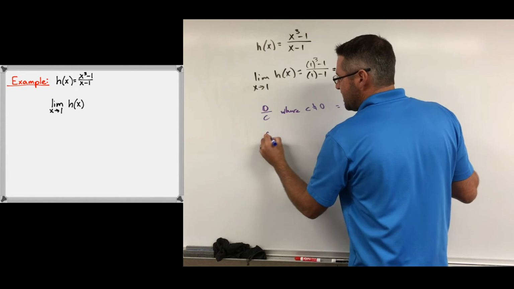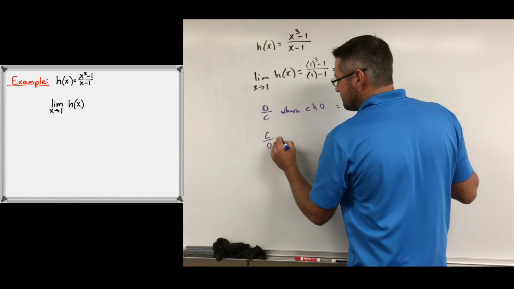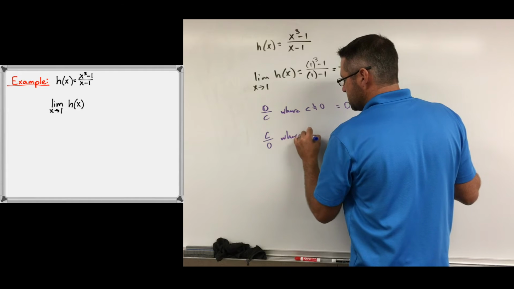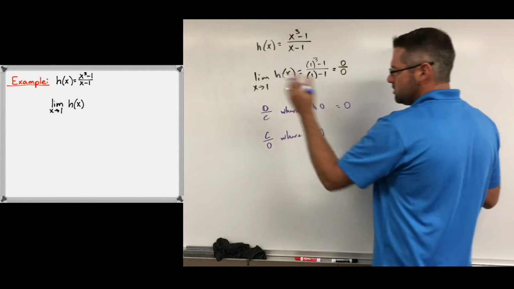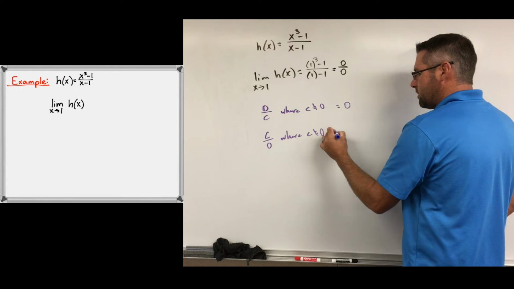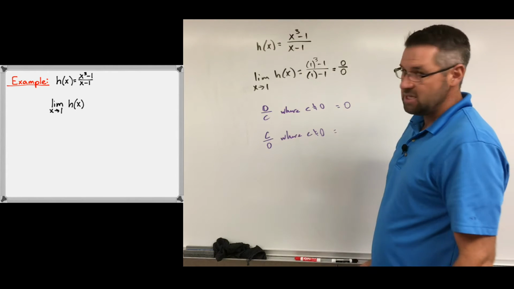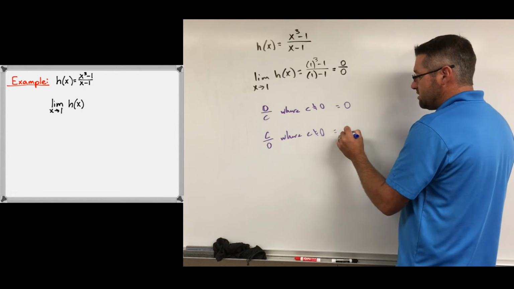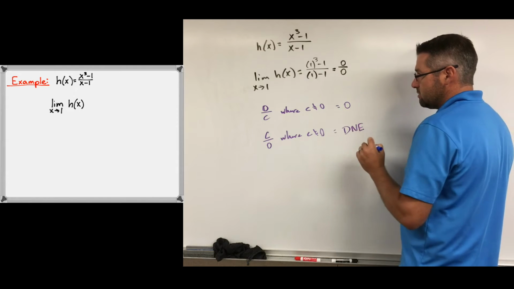Well, if I have any number divided by 0, where c is not 0, you go, c could be 0. We'll get to that in a second, okay? Any number divided by 0, we can't divide by 0. We say does not exist, okay?